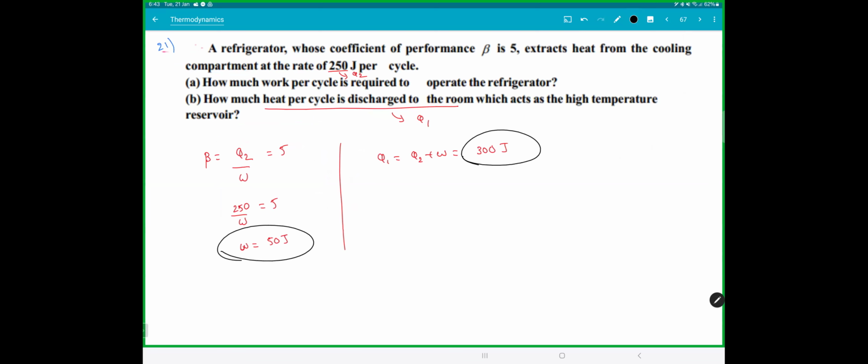Now, if you look at the previous question, for 50 joules of electricity, I'm getting 300 joules of heat, which is being wasted into the atmosphere. Means I can generate 6 times more heat. This will give you 600% efficiency. Instead of using a heater directly, which will give only 100% efficiency, here I can get 600% efficiency.